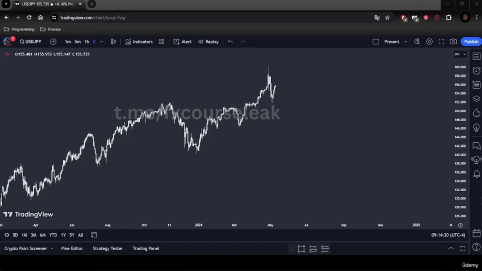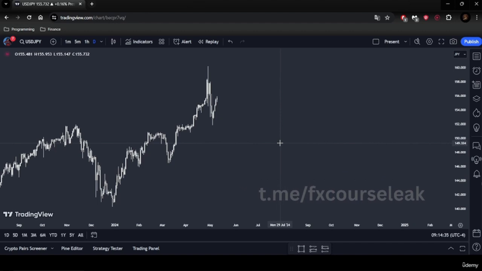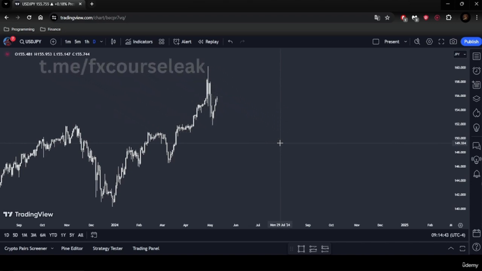This lesson will be about order blocks, okay? And let's use a different pair so you see it doesn't only work in GBP. If not, it can basically work in any single pair, okay? So we have USD JPY.